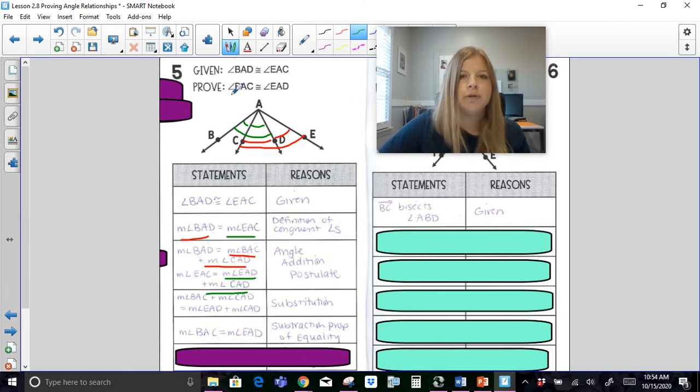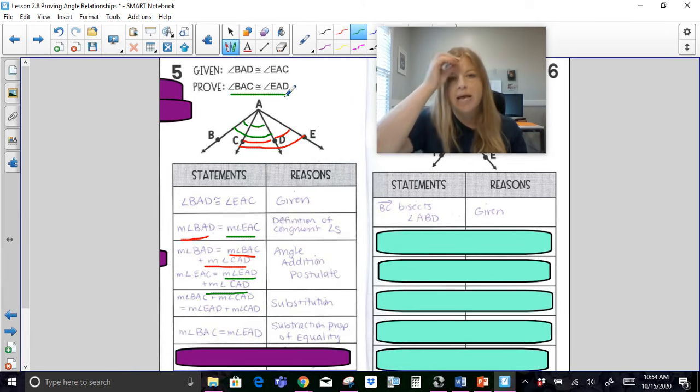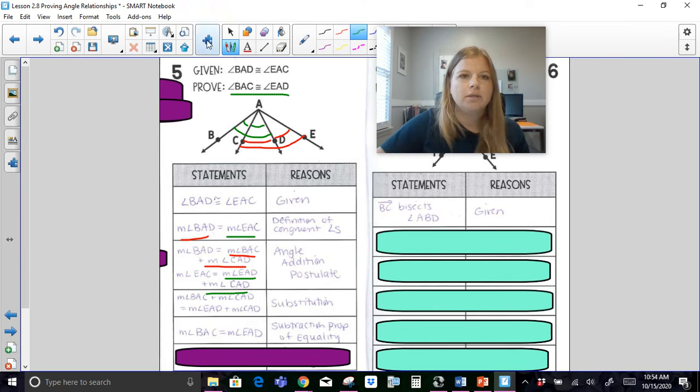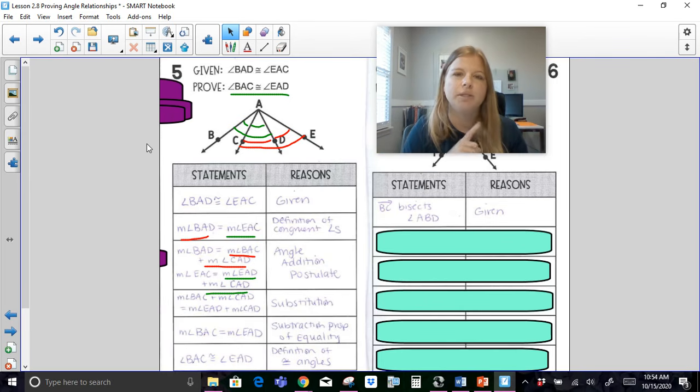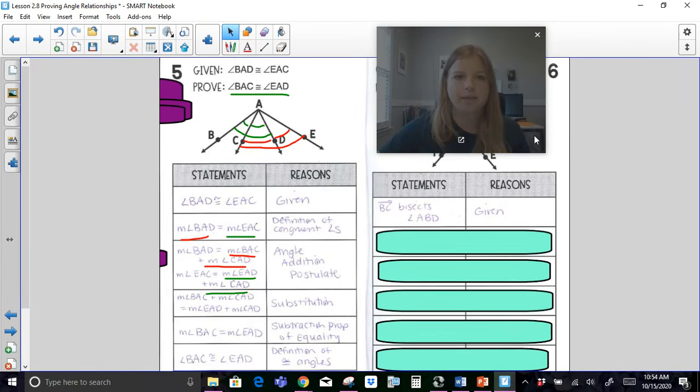Look what I need to prove. I need to prove that those two angles are congruent to each other. So we know that going from the measure to their congruent statement is just the definition of congruent angles, and we are done. So again, I know I mentioned this a couple times before. This is just like using the segment addition postulate, but now it's angle addition postulate instead.